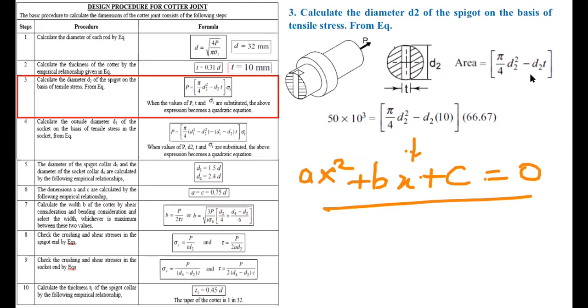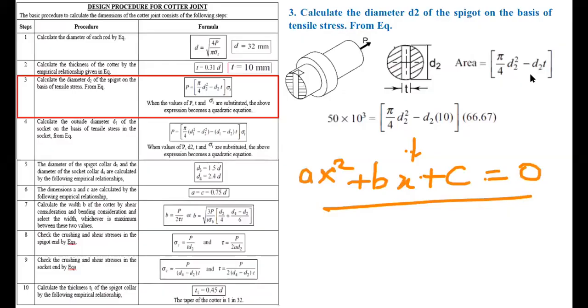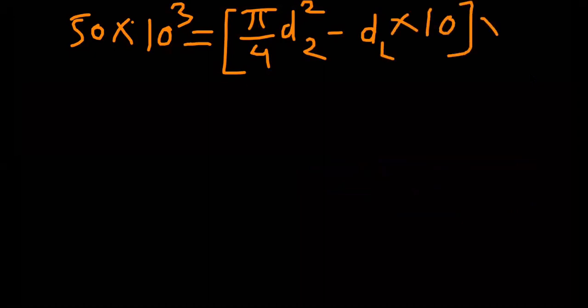It will take time, so first solve this equation in the form of this. Step by step, if you want to write down, you can write this: 50 into 10 raised to 3 is equal to bracket pi by 4 D2 square minus D2 into 10, multiply 66.67. Okay, now you have to solve.